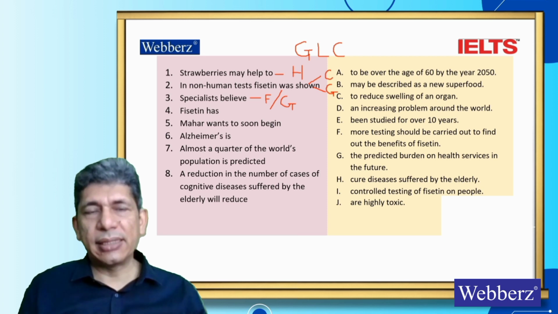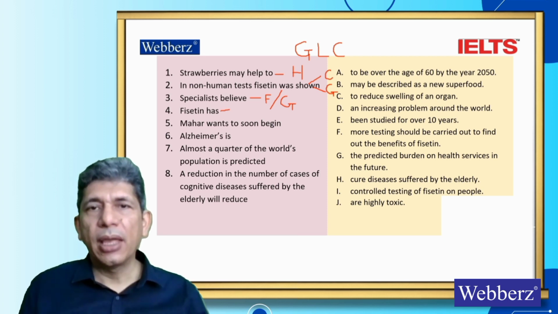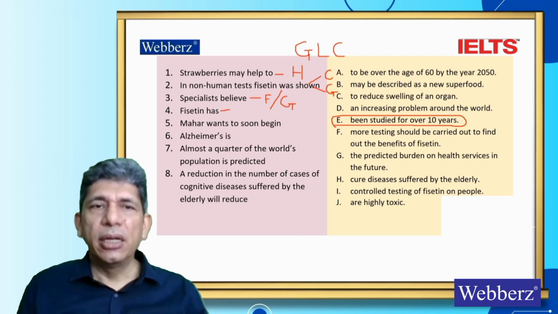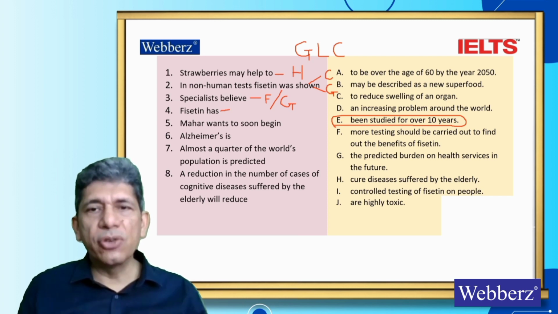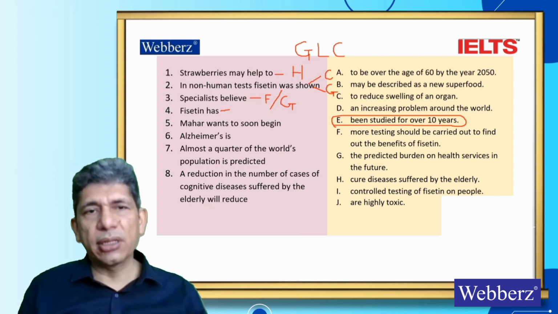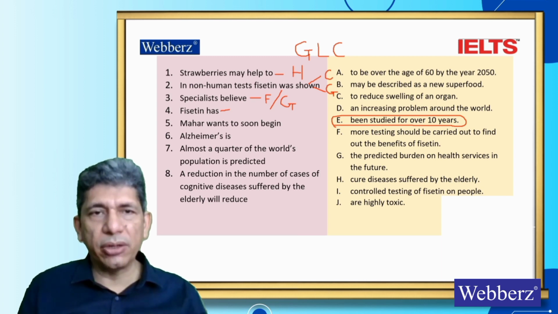15 has something. Has something what? To be over, may be described, to reduce swelling, an increasing problem, been studied, has been studied over 10 years. It may be the answer. Has more testing should be carried out, the predicted burden on health services. 15 has cures, controlled testing on 15 on people. We can't have two 15s, obviously. 15 has are highly toxic, not making sense. So I put E here.